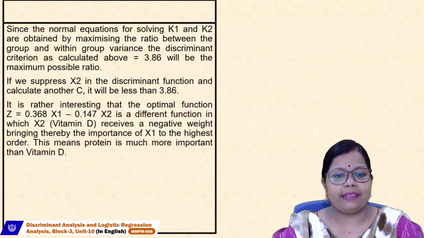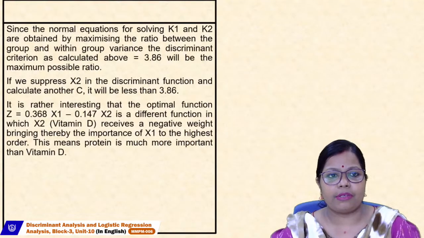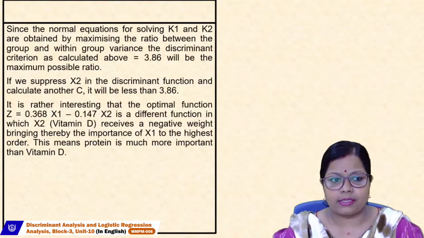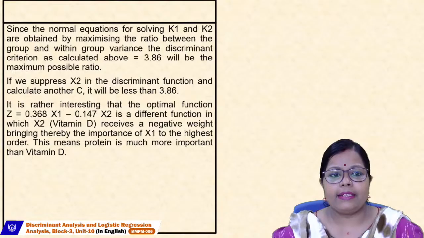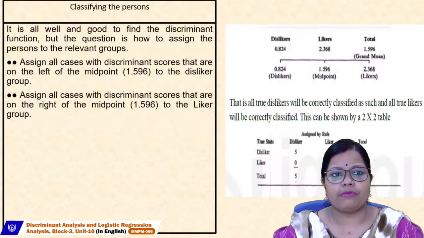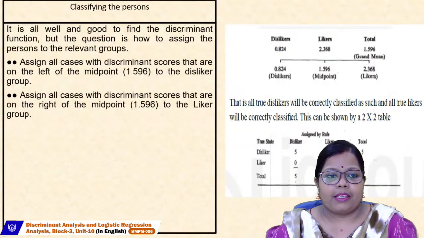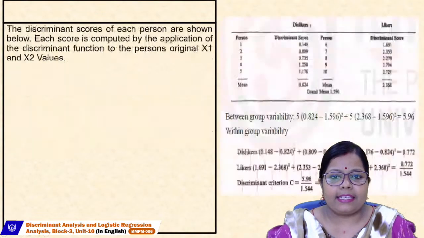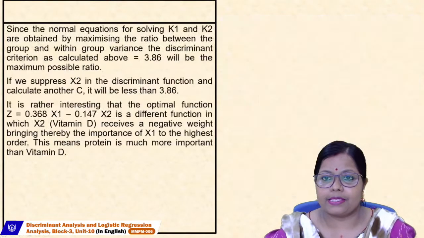We have explained here, as per the normal equations for solving K1 and K2, which we have already discussed, that the mean protein is much more important than the vitamin D. We have already found it. Let us see what the next interpretation of these classifications is. In the previous slides' interpretations, that C factor is 3.86. I have assigned it here.